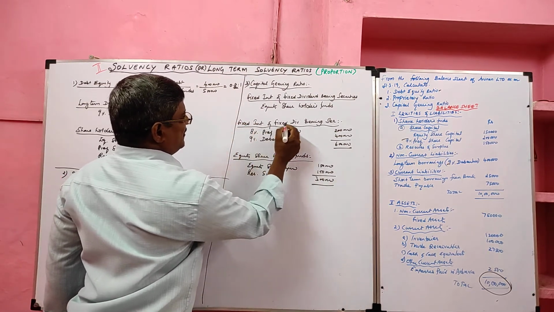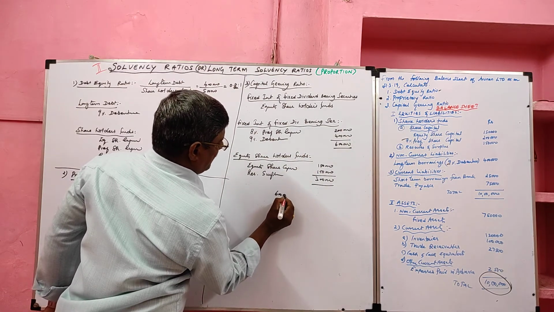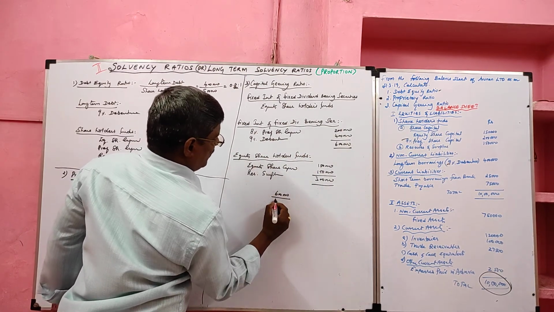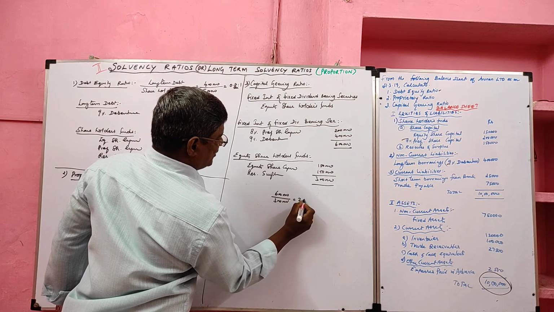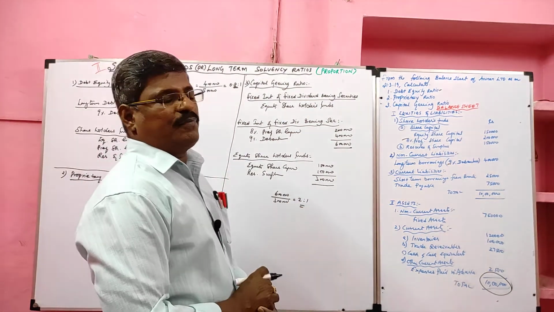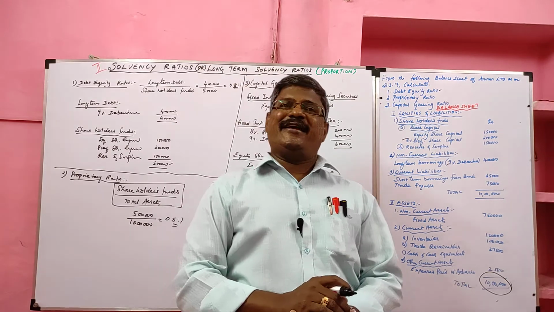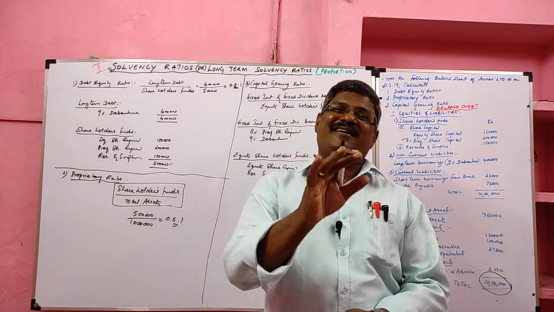So fixed interest and fixed dividend bearing securities value 6 lakh. Equity shareholder fund 3 lakh. So our answer is 2:1. Students, we completed problem in relation to the solvency ratio. In next class we will solve different problem. Till then, bye and thank you.